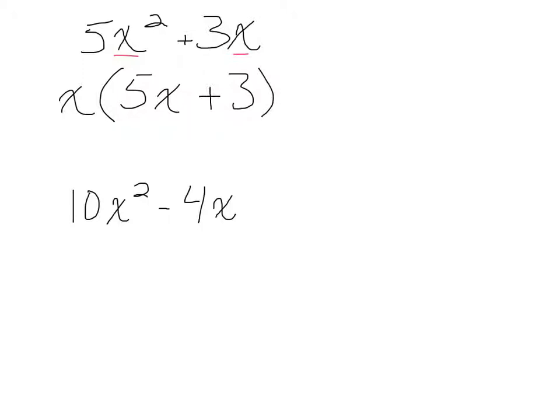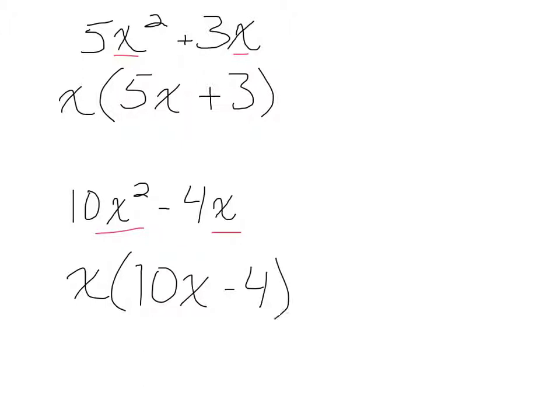If I look at this next one, I have an x squared in this term and an x in that term. So I can factor out an x again, and I would be left with 10x minus 4. But this also does have a common factor of 2 in it, so I should also factor out that 2. So I'd have 2x times 5x minus 2.